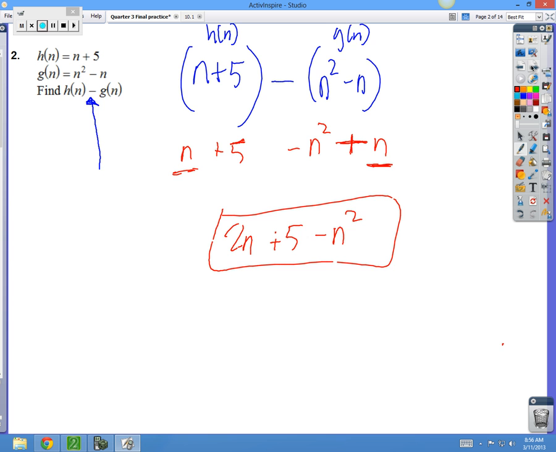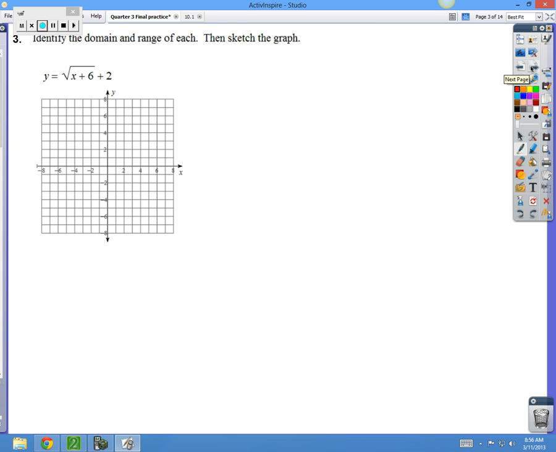Okay, number 3. This is where we were last week. On the final, here's what I want to see. I'm going to check for 4 points. I want to see a table. And I want to see these 4 points. I want you to check these very first 4 perfect squares. Square root of 0, square root of 1, square root of 4, square root of 9.